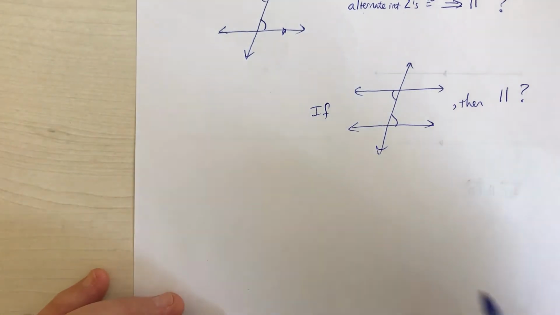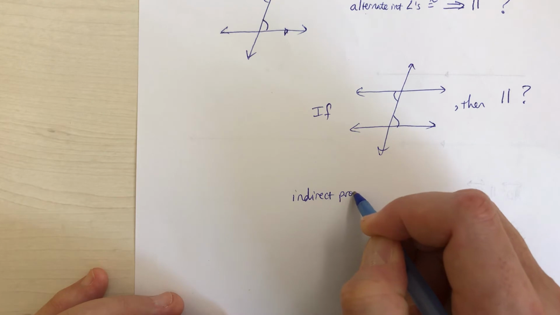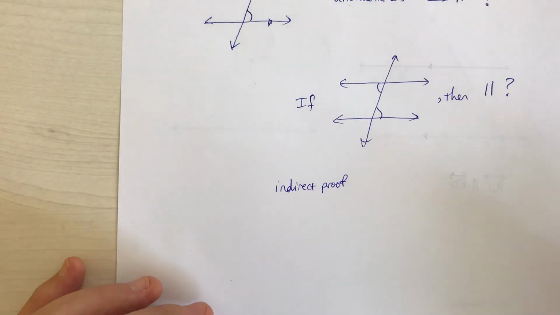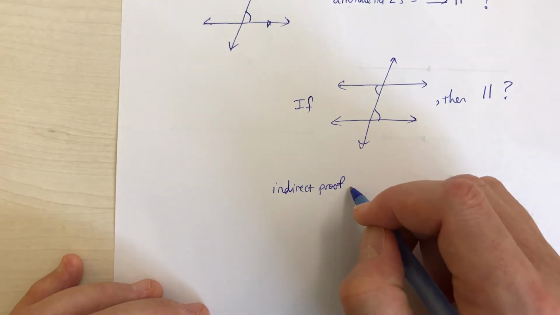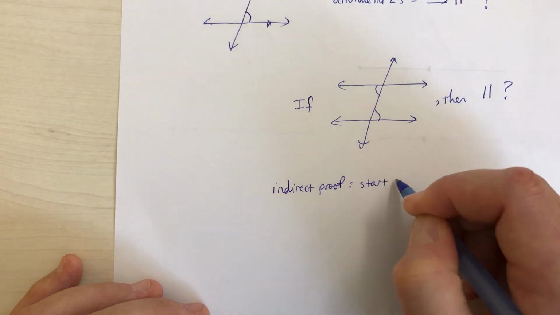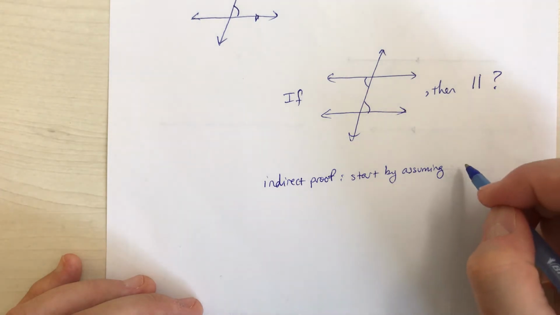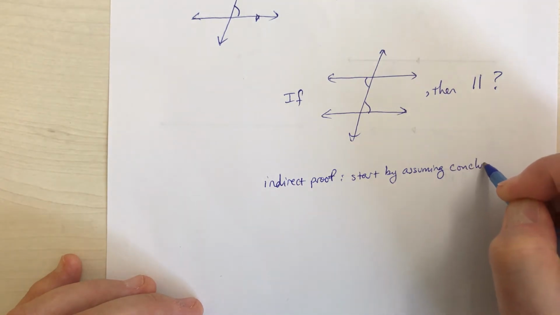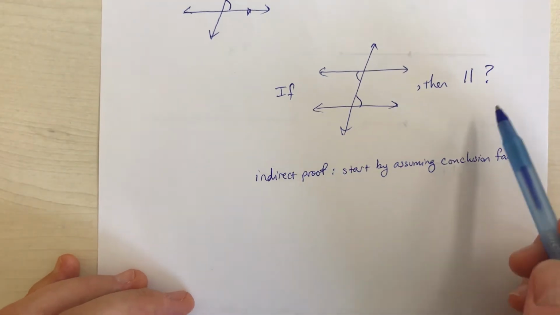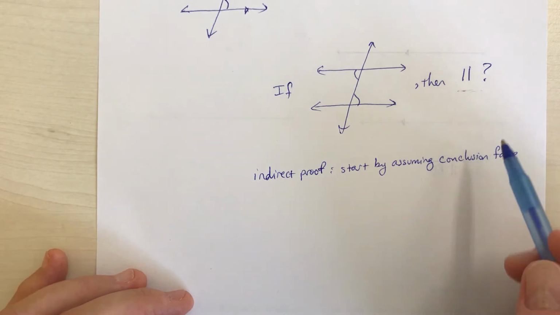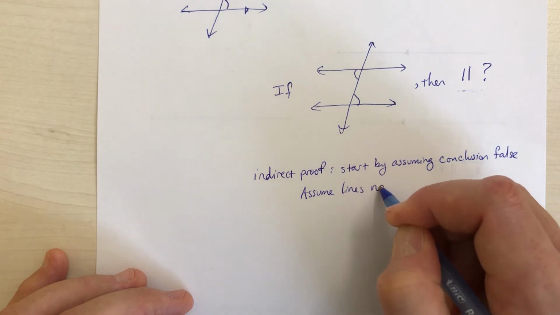So I'm going to do this with a different kind of proof. I'm going to call this an indirect proof. Okay, and this gets into some higher level mathematics here. But the idea of an indirect proof is we actually start by assuming that the conclusion is false. Now the conclusion is that the lines are parallel to each other. So we are going to assume that the lines are not parallel.